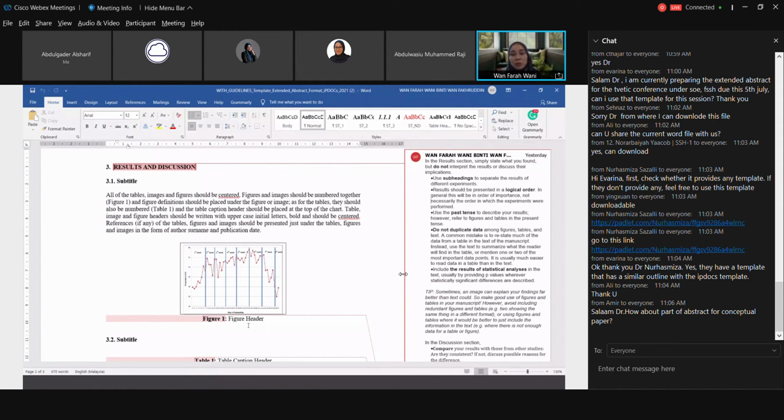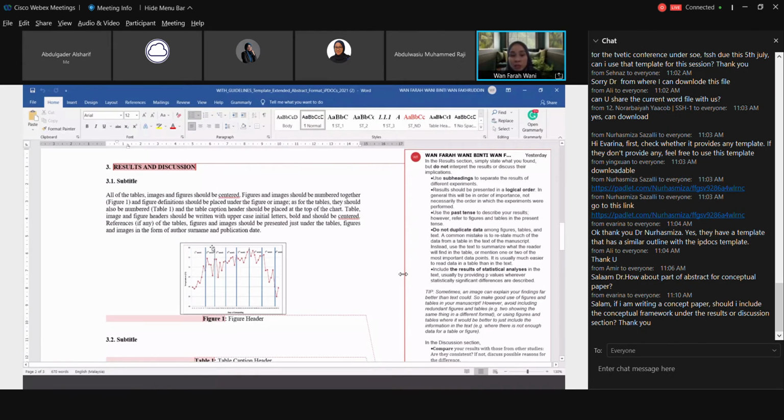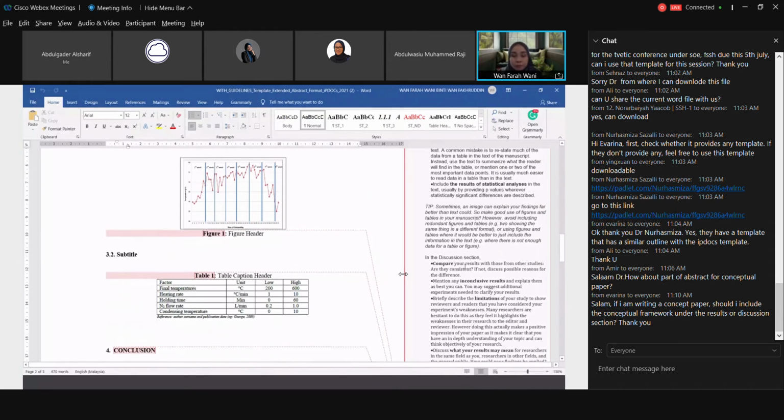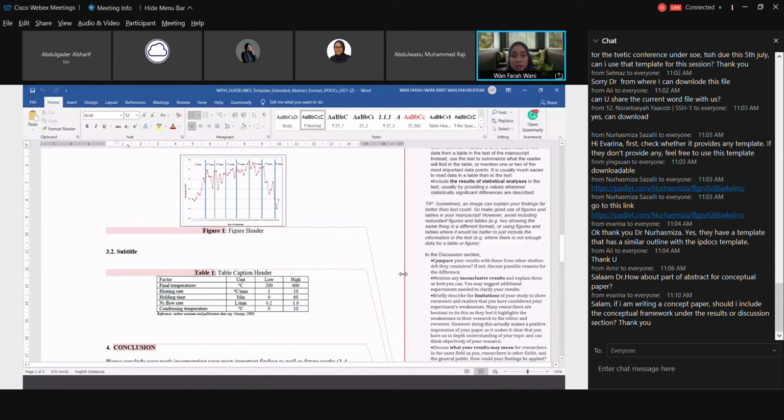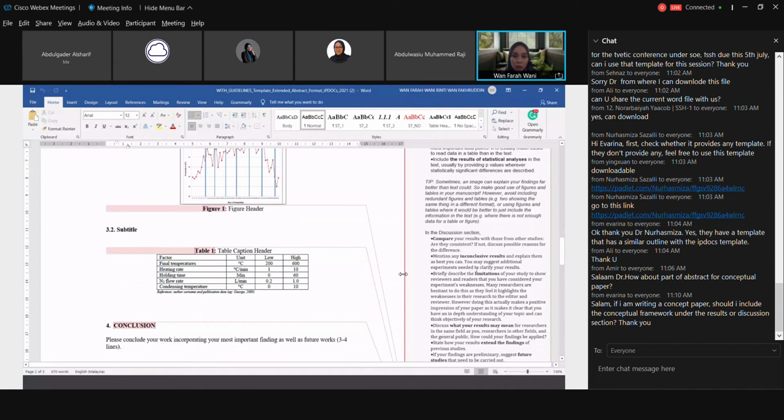Don't duplicate data, as in if there's a table, you just reiterate what is being said. But in actual truth, what people want to see in the body paragraph is your take on it. Yeah, your voice, right? And then in the discussion section, you talk about the so what.